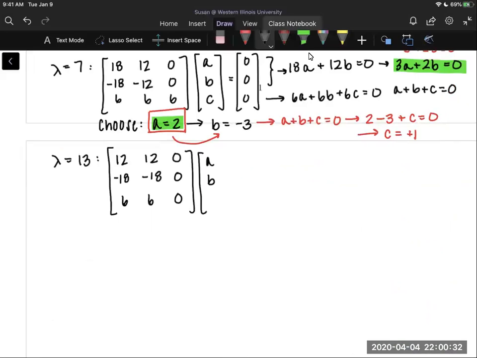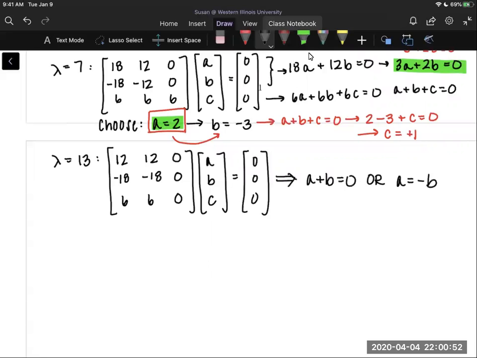Then I will just have my random eigenvector here, A, B, C, and equate this to 0. In this case, all three equations are equivalent. They are all going to give us A plus B equals 0, or in other words, A equals -B. What's important to note is that C doesn't occur in any of these equations. What that means is C can be anything we want, and it doesn't matter because we don't have any relationships as to how C relates to A and B. So we call C a free variable.